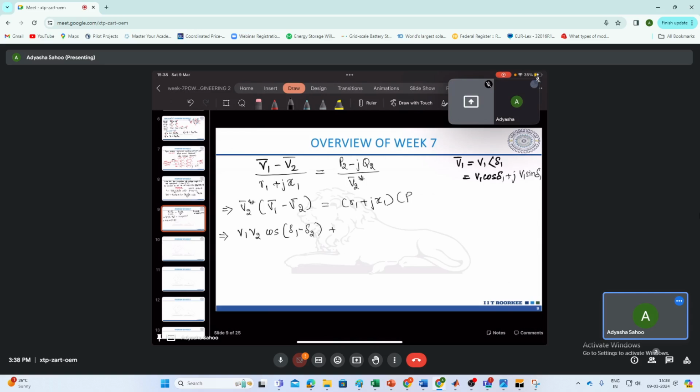Similarly, V1 V2 J times sine of delta 1 minus delta 2, plus V2 square, and here minus delta 2 and plus delta 2, so they will cancel out here, right? This will be minus V2 square.